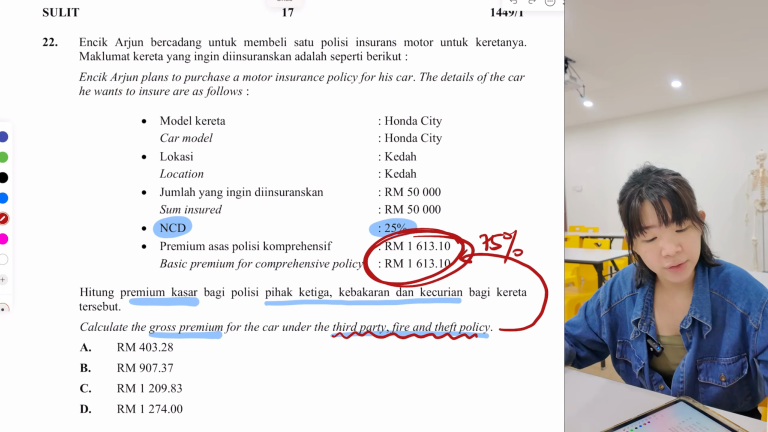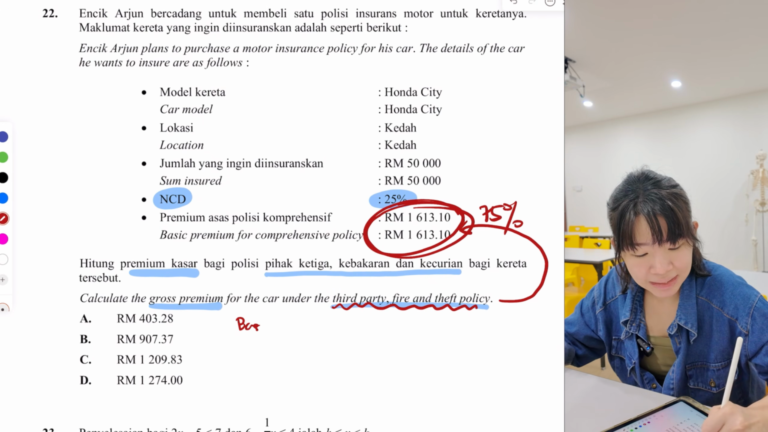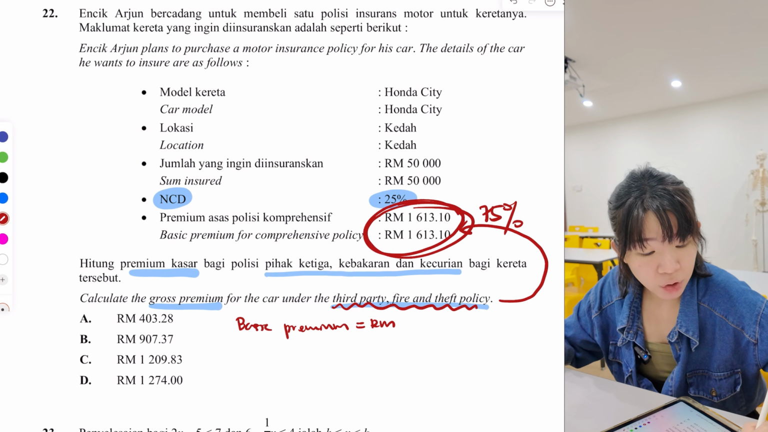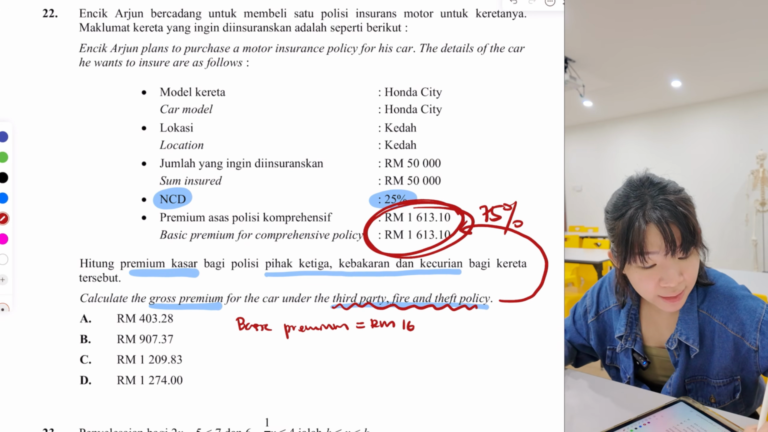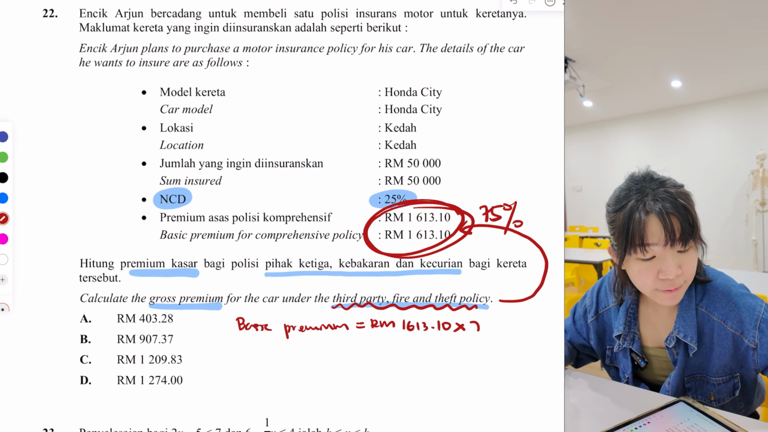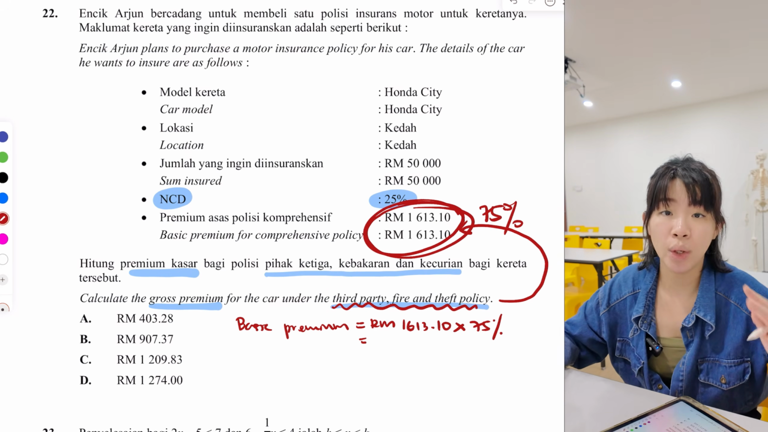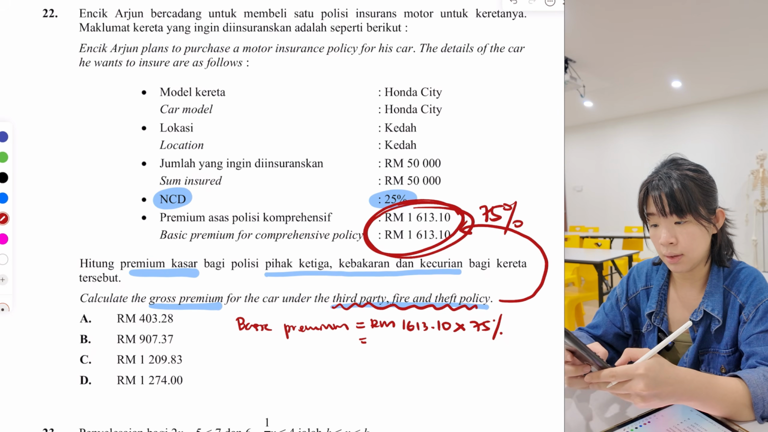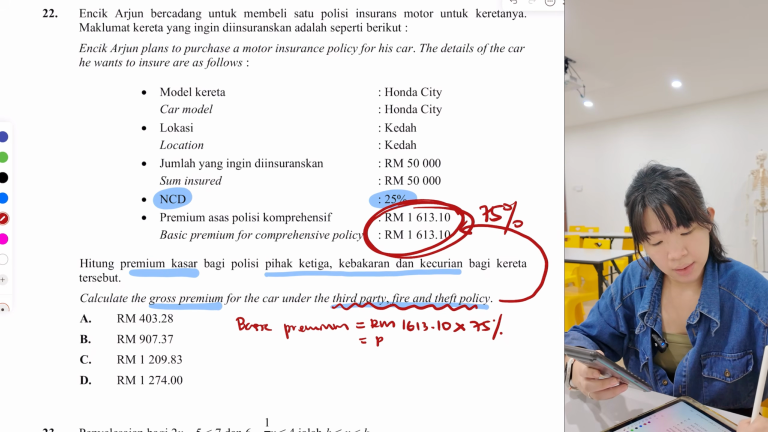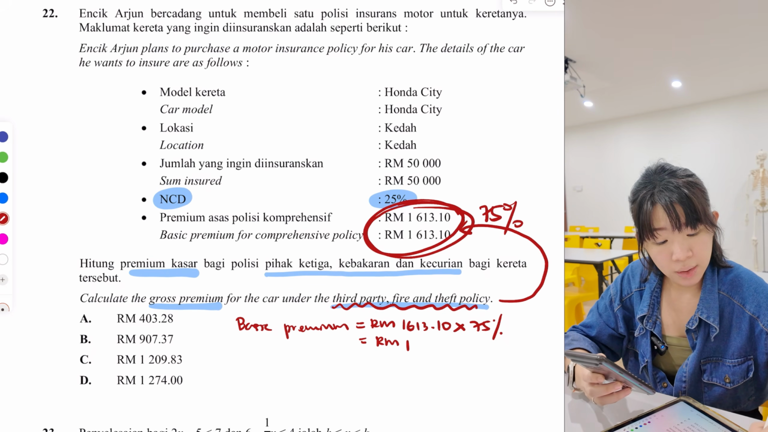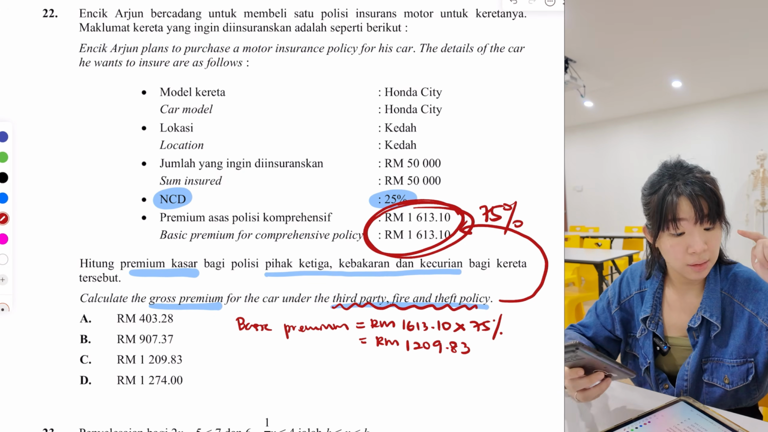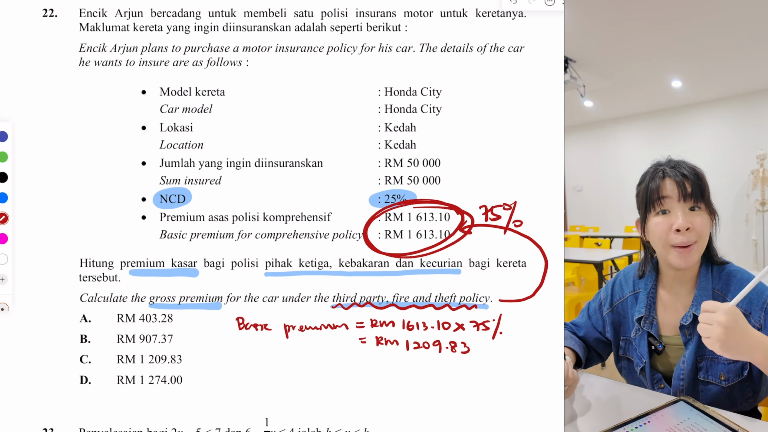Understand? Okay, so first we can find the basic premium for this third party fire and theft, using 1,613 ringgit 10 cents times 75%. It is always 75%. So the basic premium is 1,209 ringgit 83. Now this is not yet discounted. We call it the basic premium.